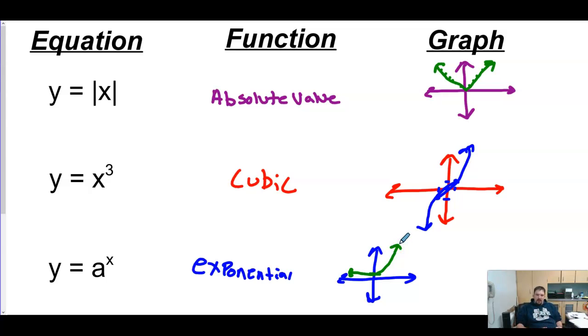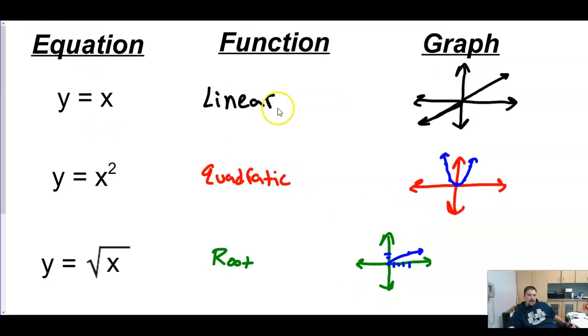So those are my 6 parent functions to review. So we got linear function, the equation is y equals x, and it's just a diagonal graph. The quadratic function is y equals x squared. It's a u-looking graph. And the root function, which is just the square root of x, and this is kind of just a small little curve.